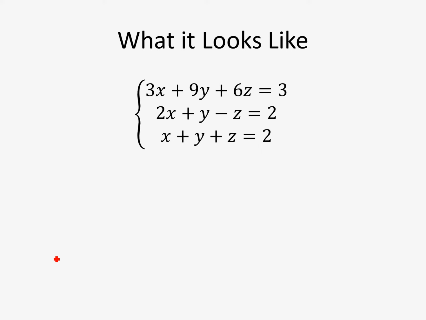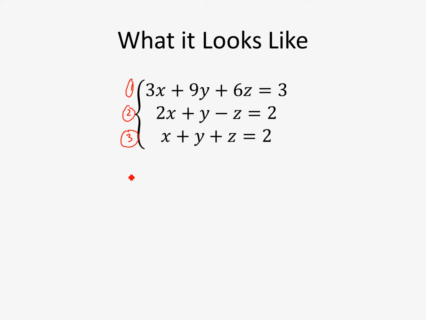For a 3 by 3, the goal is going to be to turn it into a 2 by 2. Because if we turn this into a 2 by 2, then you know how to do that. If this is our equation 1, this is our equation 2, and this is our equation 3, you just pick two equations. You have your choice; you can pick any two. So let's say we pick equation 2 and 3.